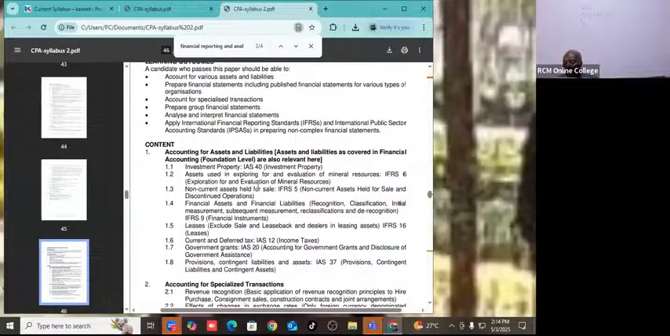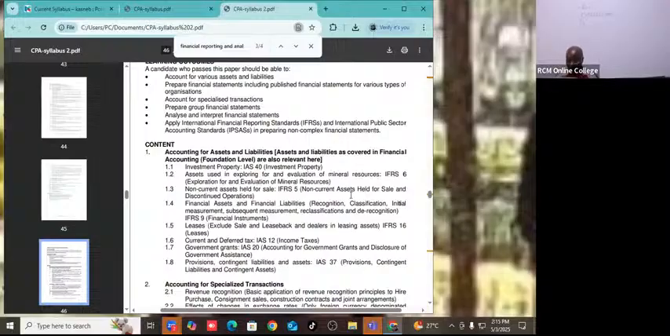1.3, non-current assets held for sale. That is IFRS 5. So we need to know, once we have marked an asset to be sold, and yet you have not sold it, we are just holding it for sale, in accordance to IFRS 5, how do we, ladies and gentlemen, do the initial recognition, measurement, and subsequent measurements? Non-current assets held for sale and discontinued operations.